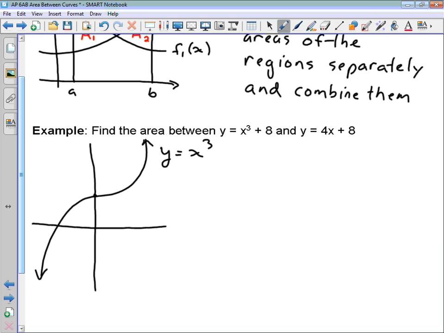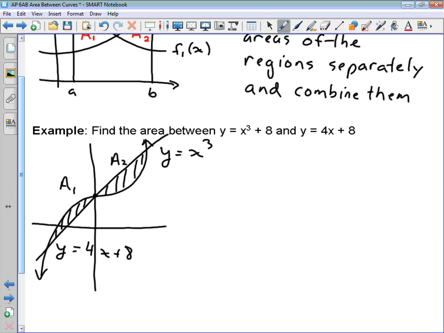These two things are going to have the same intercept, so this is going to look something like this. So y equals 4x plus 8. We have two areas that we are trying to find, here to here, and here to here. We'll call one of them A1 and the other A2. Once again, they don't give us any limits of integration.